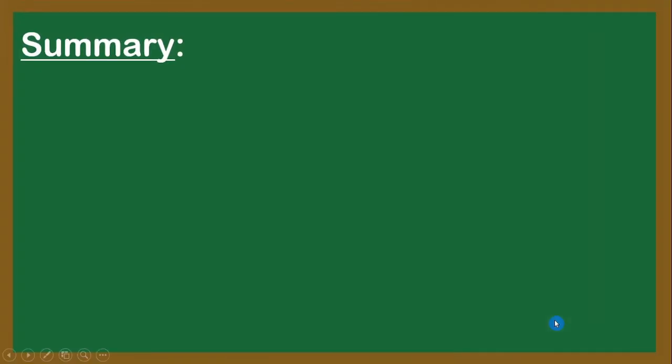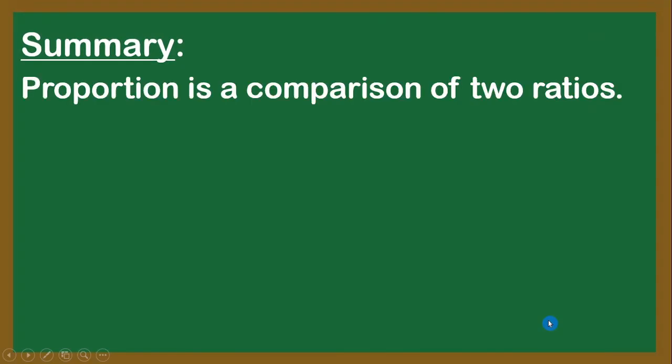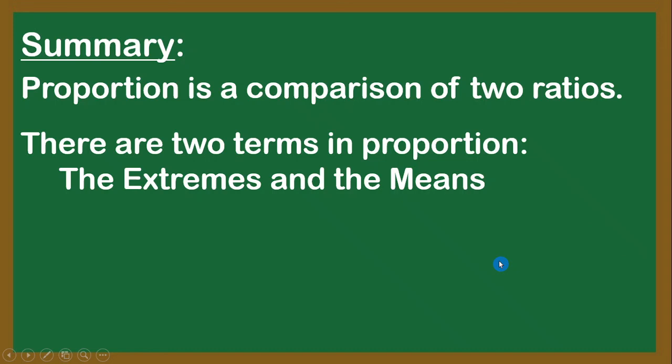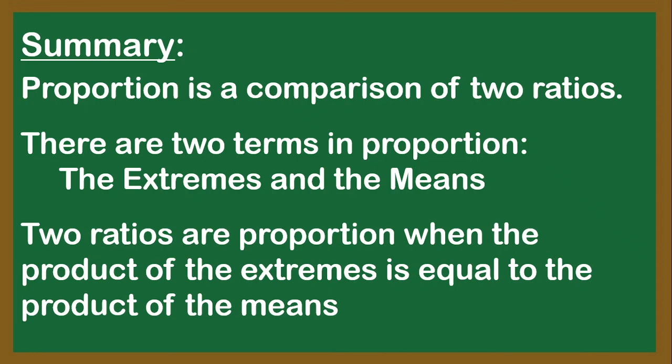Now let us have our summary. Proportion is a comparison of two ratios. There are two terms in proportion: the extremes and the means. Two ratios are proportion when the product of the extremes is equal to the product of the means.